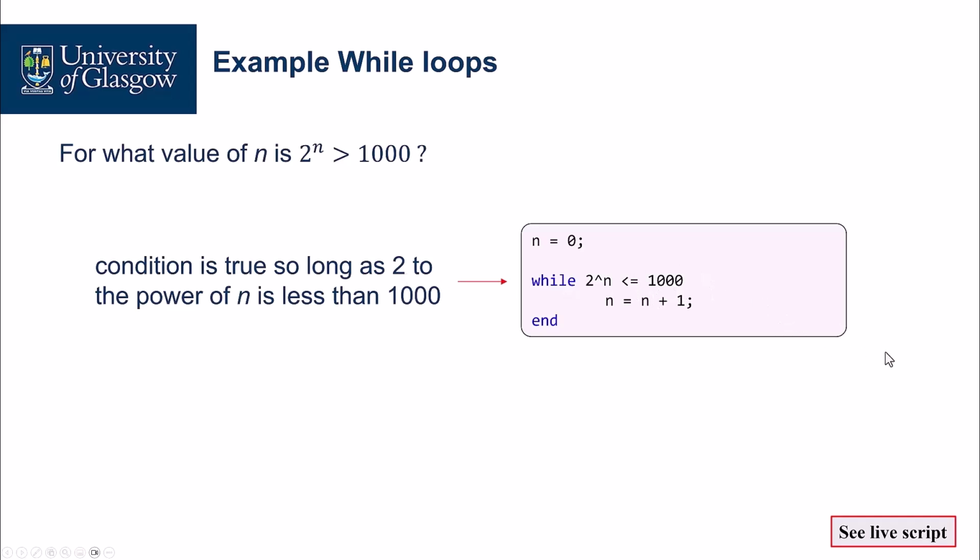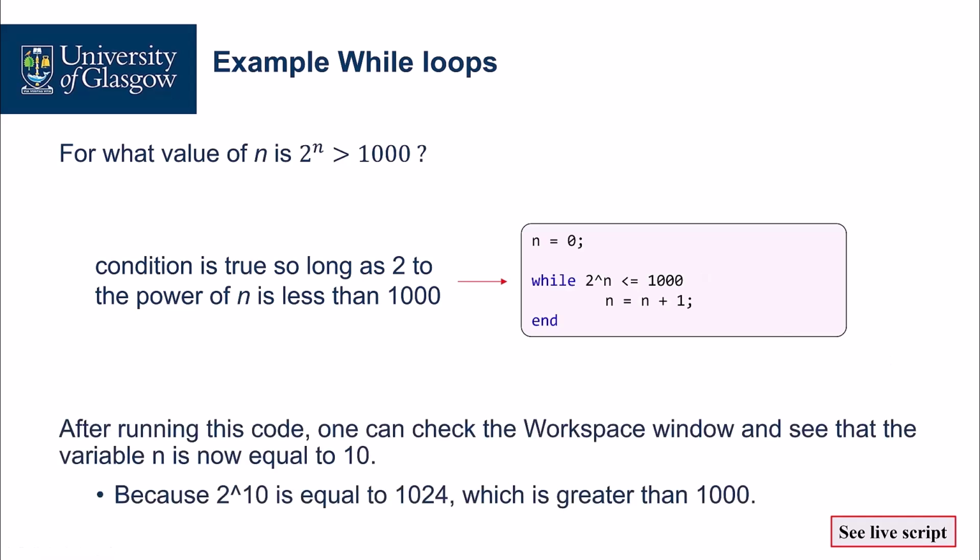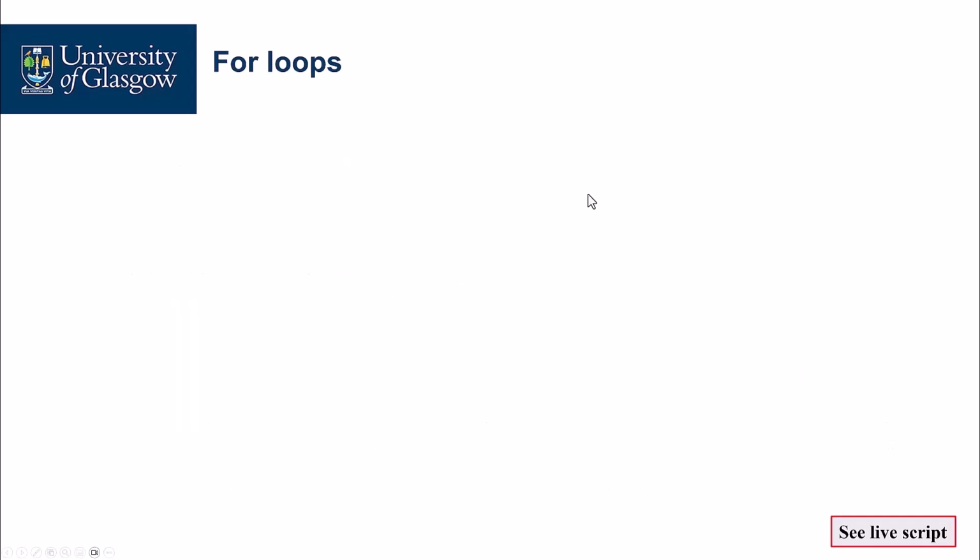Then after running this code, you will find in the workspace n is equal to 10. This is easy to verify. As you can see, 2 to the power of 10 is equal to 1024, which is greater than 1000. So this is the while loop. For more details, see the live script. Then we can see the for loops.